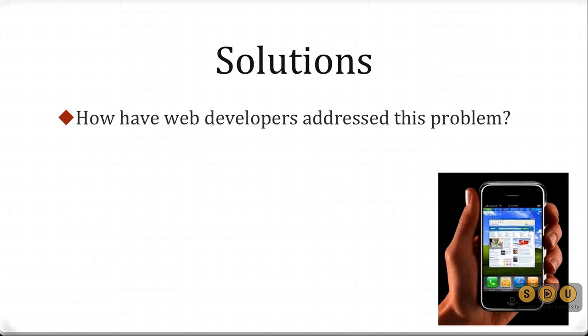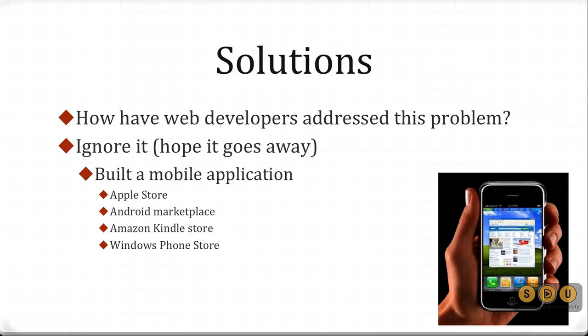So how have web developers addressed this problem of having small devices? Well, some people unfortunately just ignore it and hope it will go away. Yes, there are still people who develop sites using tables, heaven forbid, and they do not make responsive versions of their sites. Some people who have a lot of money will actually build a mobile application, and then they'll put one in the Apple Store. They'll put a phone version and they'll put a tablet version. Then they'll spend some more money and they'll build an Android one and stick it in the Android marketplace.